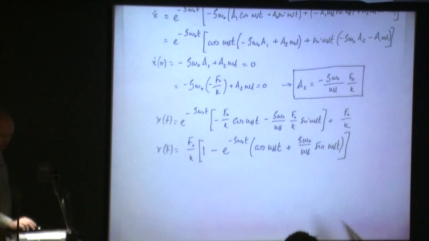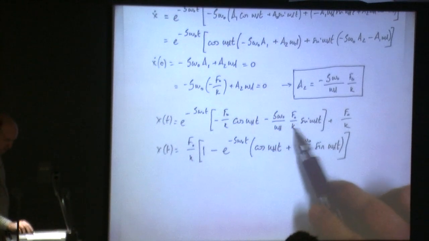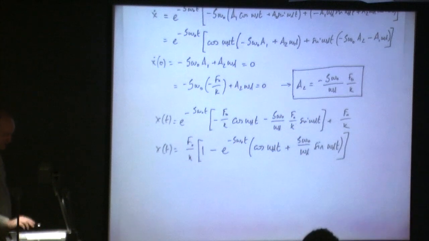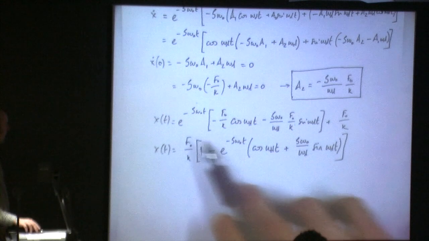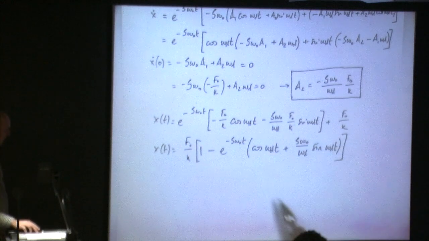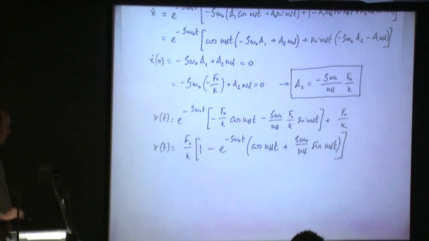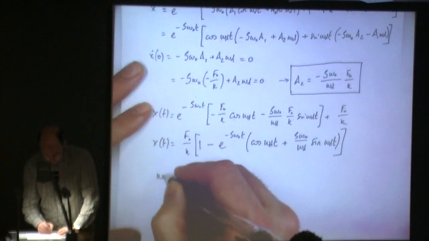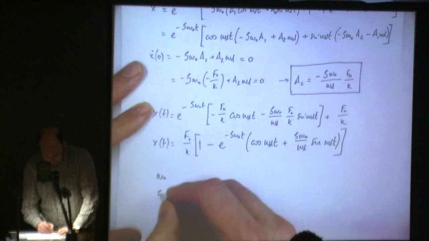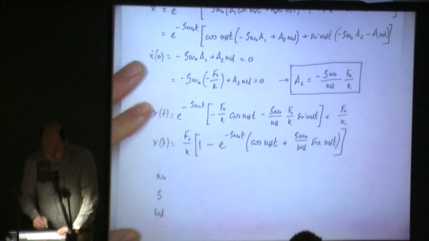Because there's an F naught upon K term in each of these terms, I can take that outside. And obviously, this is only multiplied by the sine and cosine, by the decaying exponential. And so I end up with this as my function. It's quite clear that we need to find omega naught, we need to find zeta, and we need to find omega d.